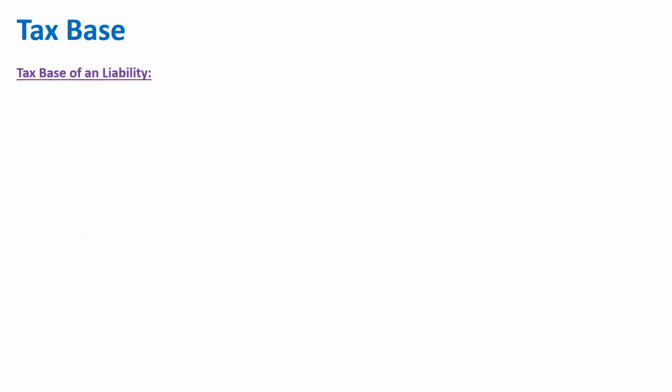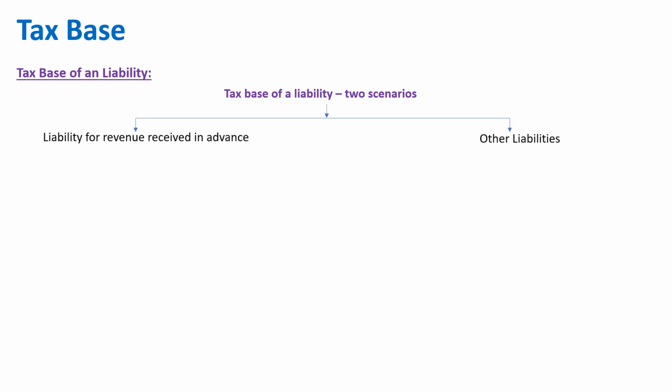Tax base of a liability. So in the previous slides, we understood how the tax base will be calculated for assets. Now let's try to understand how the tax base will be calculated for the liabilities. So tax base for liability, there are two scenarios. One is liability for revenue received in advance. That means your customers have paid you in advance, and other liabilities.